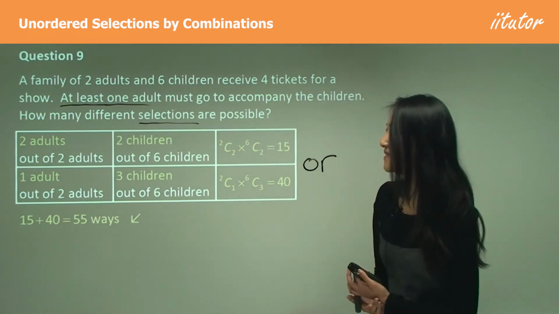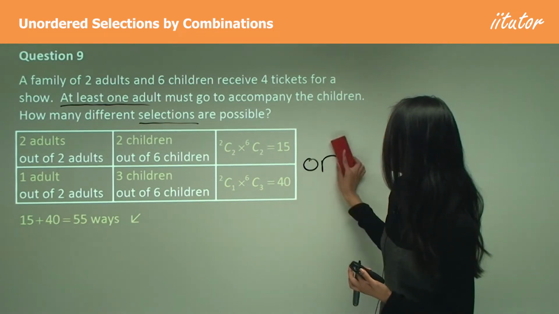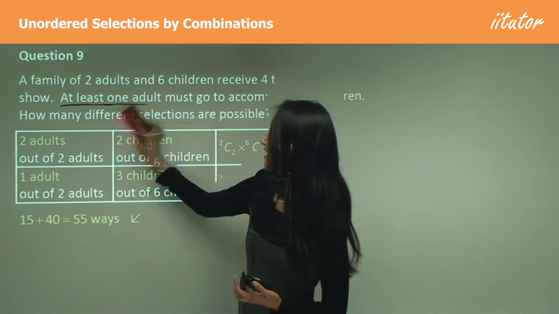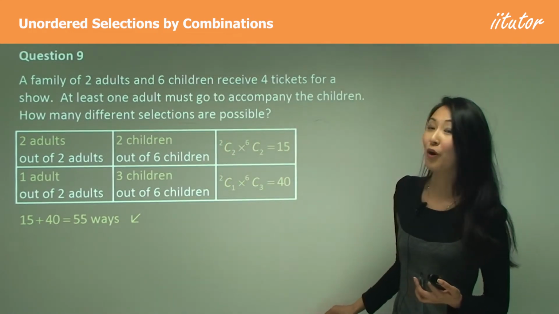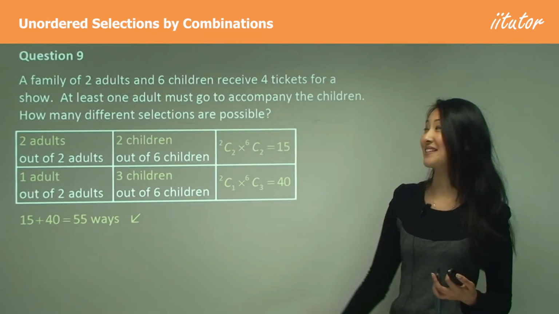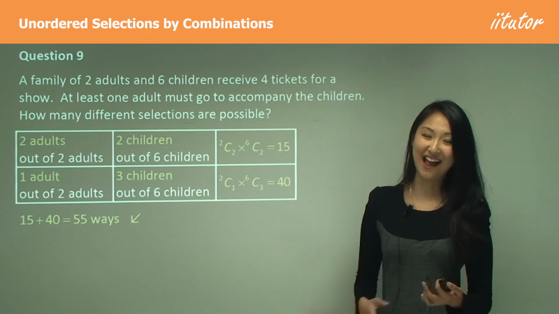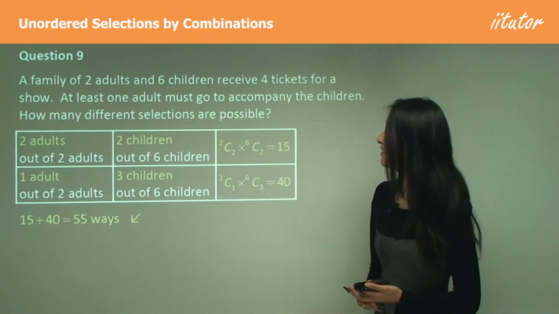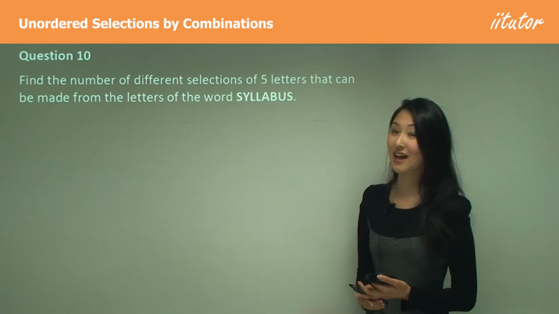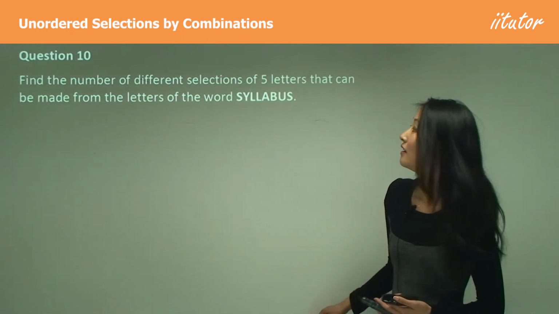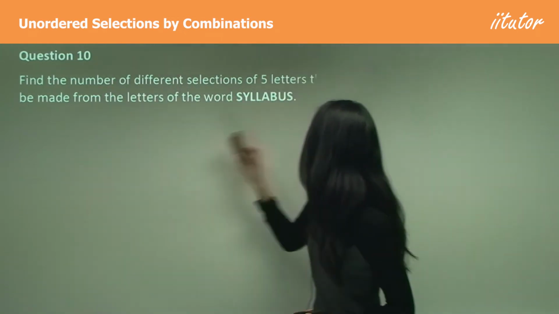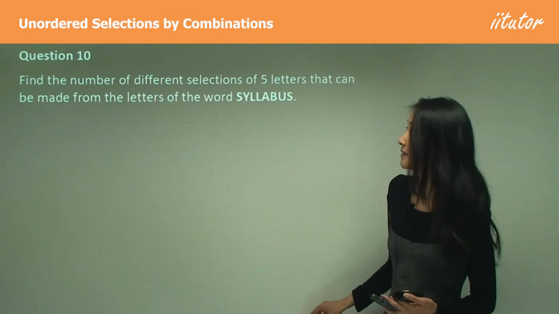So can you see here, because it says at least 1 adult, you should know straight away you've got to work out the number of selections for 1 adult and then the number of selections for 2 adults as well and add them together. Let's have a look here at question 10. So this is going to be quite a difficult question. So if you do get confused, please don't be afraid to go back and have a look at this question.